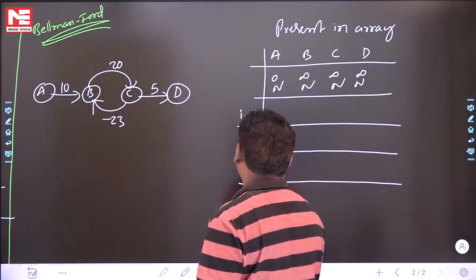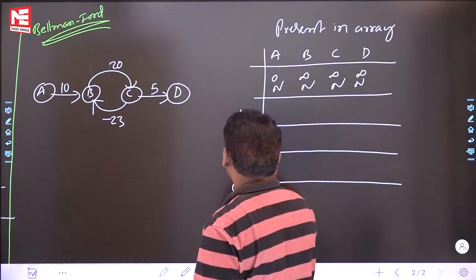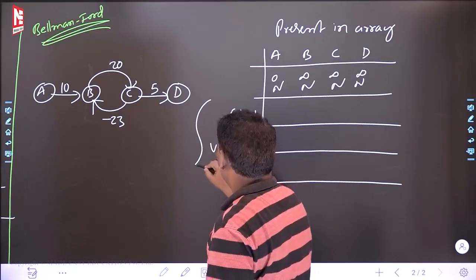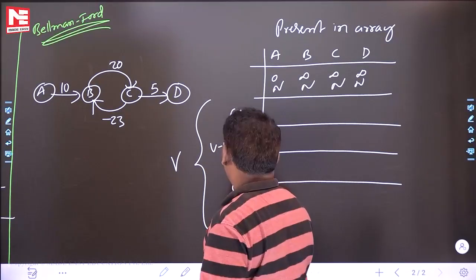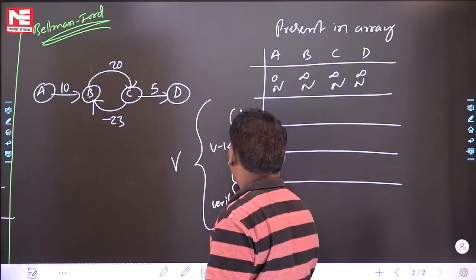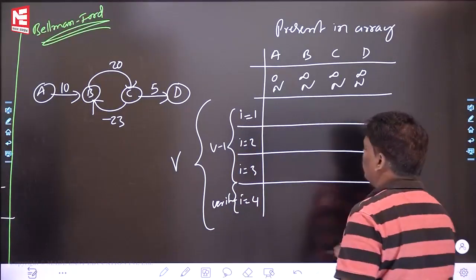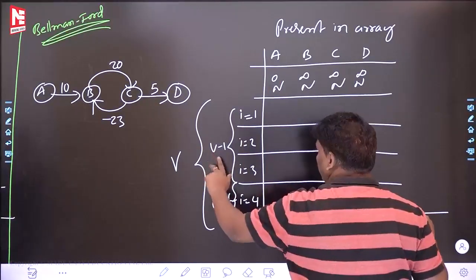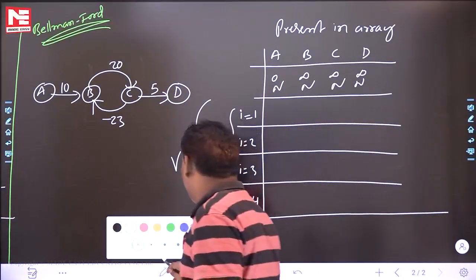Normally in the verification round nothing will change. This is for verification. Normally it is V minus 1 rounds, totally V rounds. So I am doing it one by one now. V minus 1 rounds, and including the verification round, V rounds. So I am starting. Can you help me now?